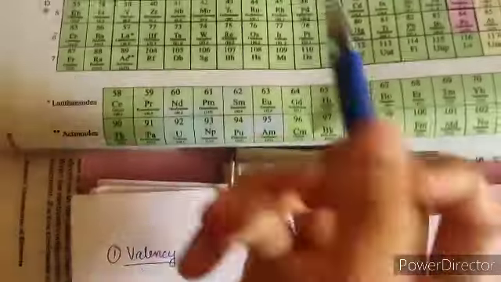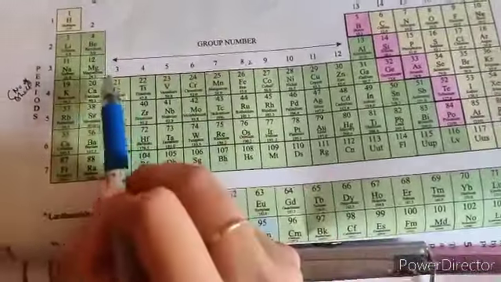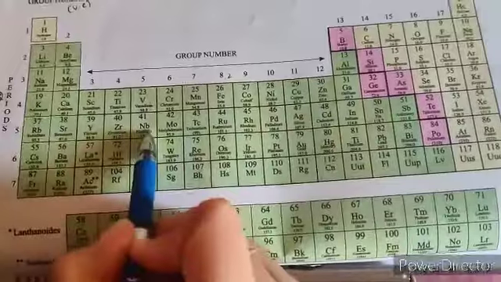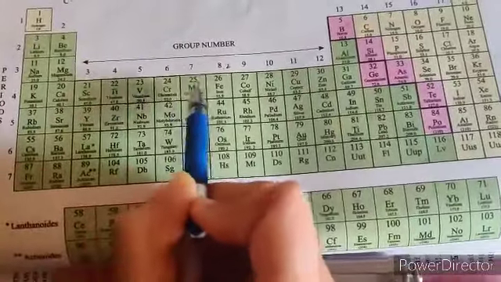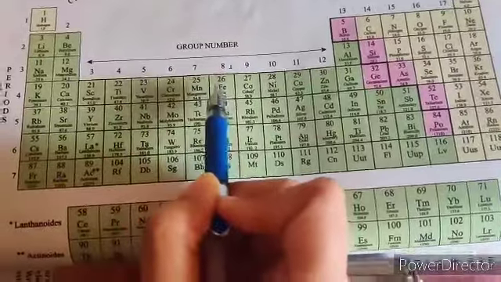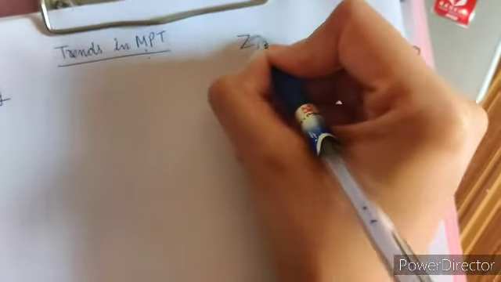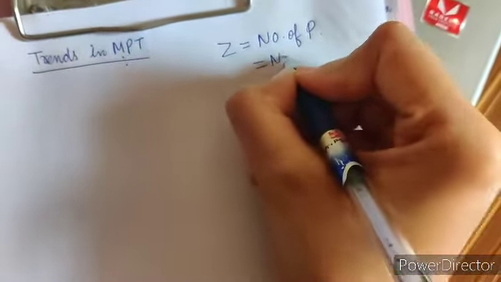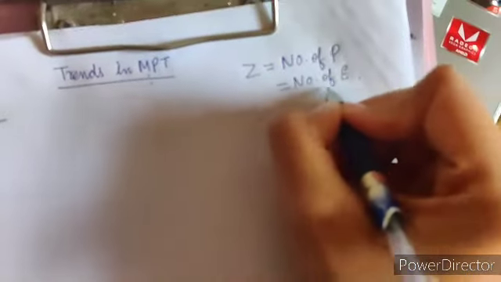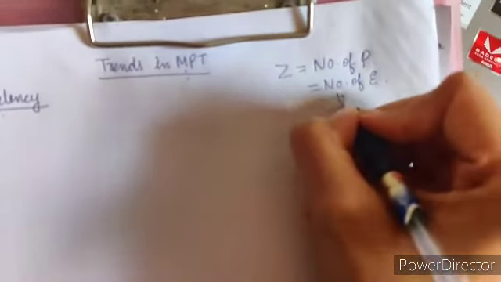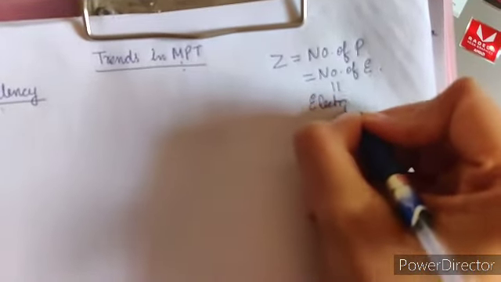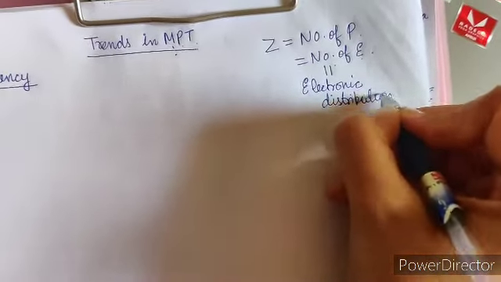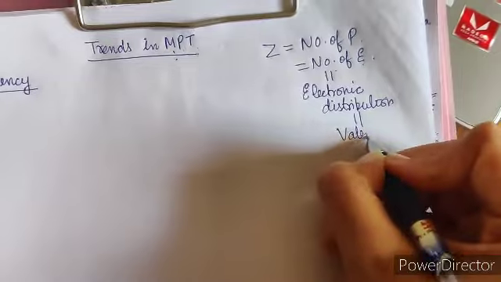We know that this is our modern periodic table, and this periodic table is made on the basis of atomic number. Atomic number denotes the number of protons, which in turn denotes the number of electrons. When you know the number of electrons, you can draw the electronic distribution, and from it you know the valence electrons.